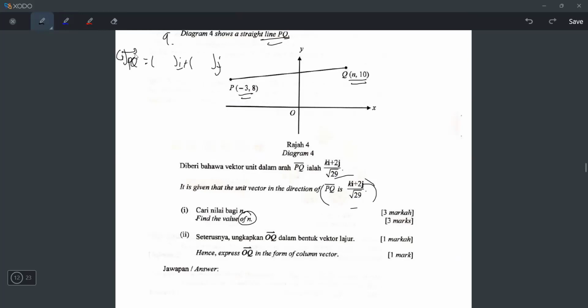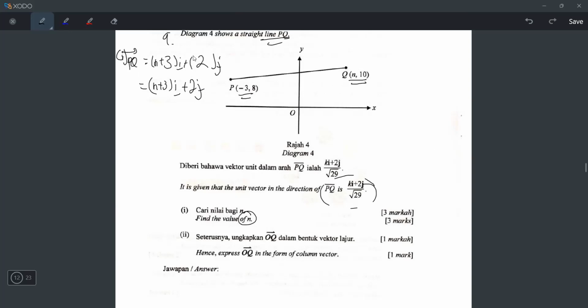And since it's P to Q, then you must take Q's coordinate minus P's coordinate. You can't take P minus Q, it must be Q minus P, because this is P to Q. So Q is the destination, so you have to take Q minus P. That means you take n minus negative 3, which is n plus 3, and then 10 minus 8, which is 2. Okay. And now it will be (n plus 3)i plus 2j.